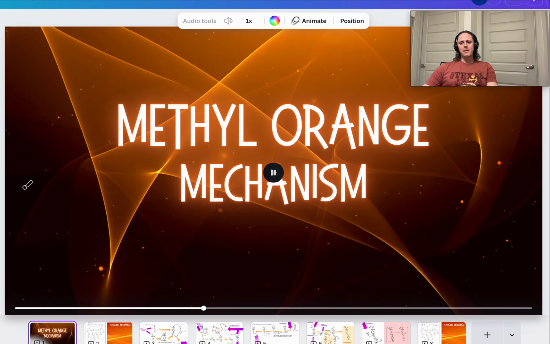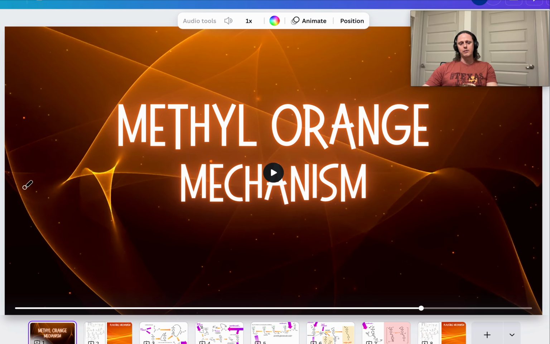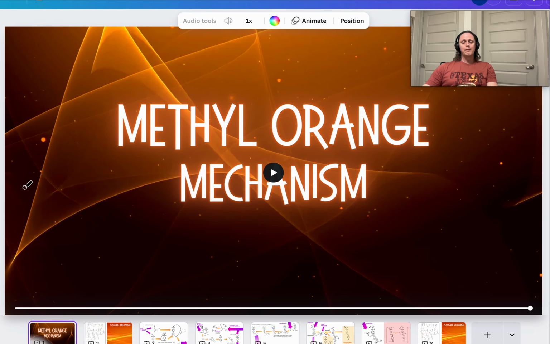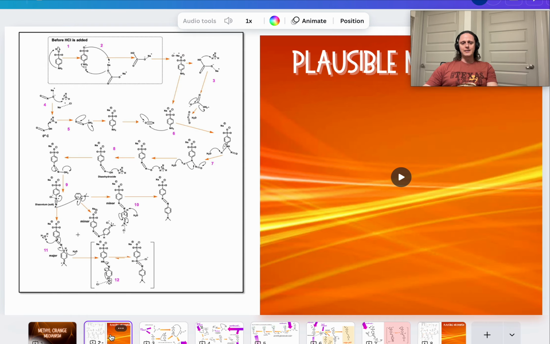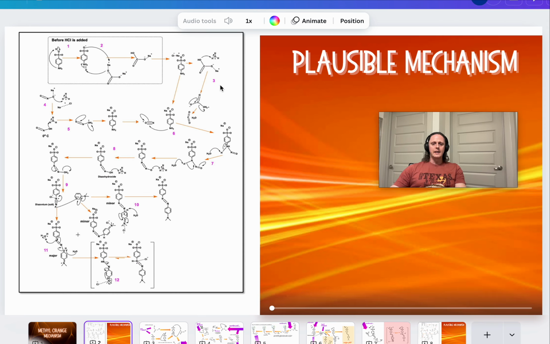Welcome to my video about methyl orange, and we're going to look at the mechanism in this video as opposed to the actual lab. For more information on the lab with some tips and theory explained, see my next video. So, jumping right into it, the plausible mechanism for methyl orange is quite lengthy and quite complex. As you can see here, it is a lot of arrows.